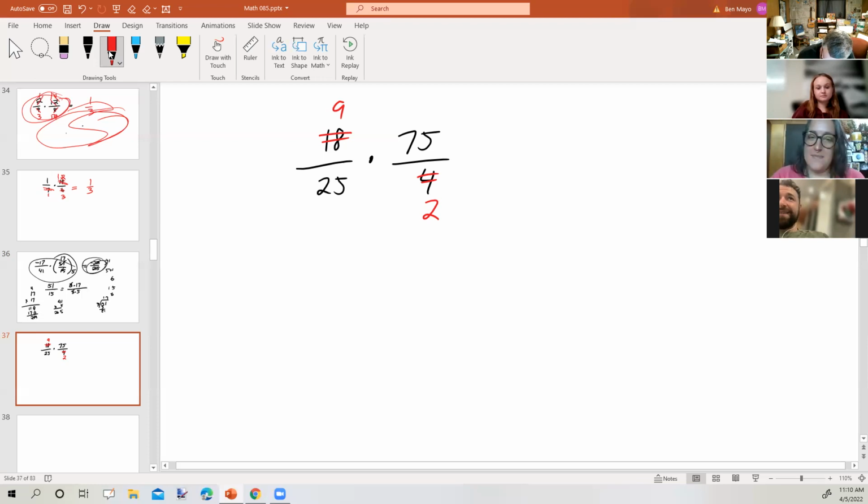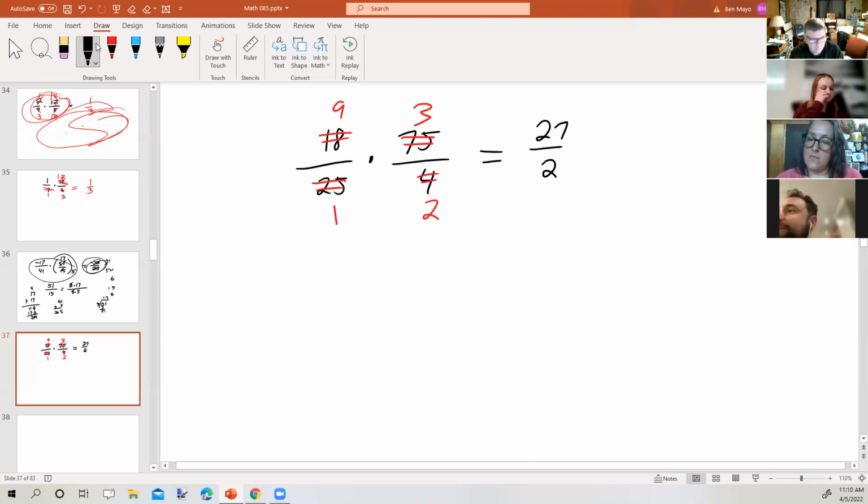So 75 divided by 25 is 3. 25 divided by 25 is 1. Can I do any more pre-reducing? No. 9 times 3 is 27. 1 times 2 is 2. Okay. And the directions for this particular problem says not mixed numbers, so you would leave it like that.